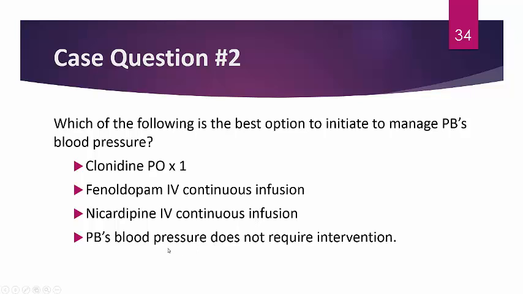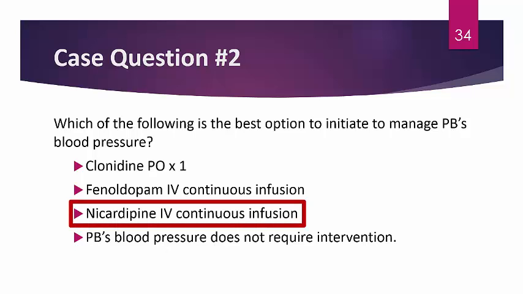The next question is, which of the following is the best option to initiate to manage PB's blood pressure? And the answer to this question is Nicardipine IV continuous infusion. So remember, we mentioned that patients who have a hypertensive emergency need some kind of IV medication, whether that be intermittent IV bolus or IV continuous infusion. And it can be done either which way.